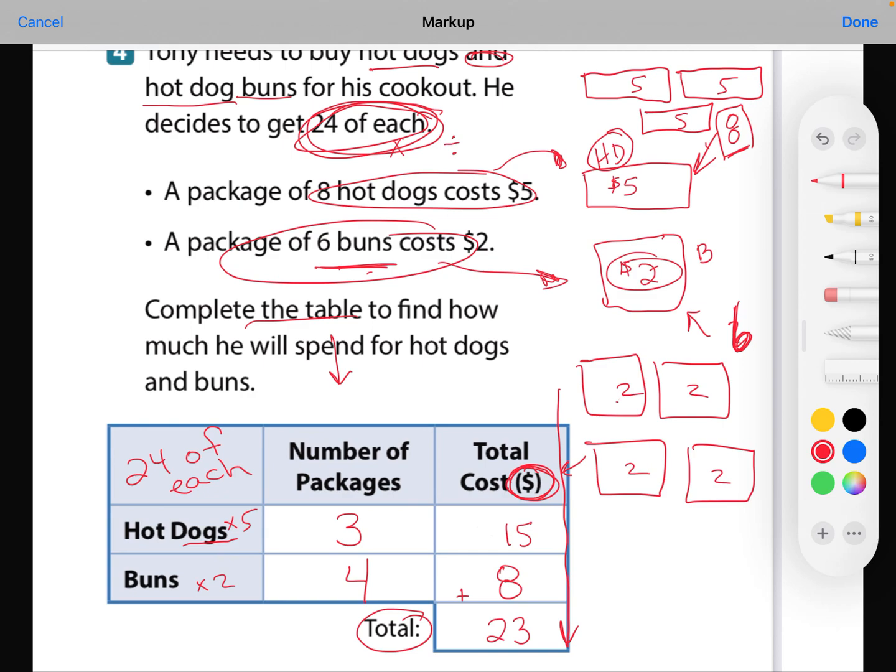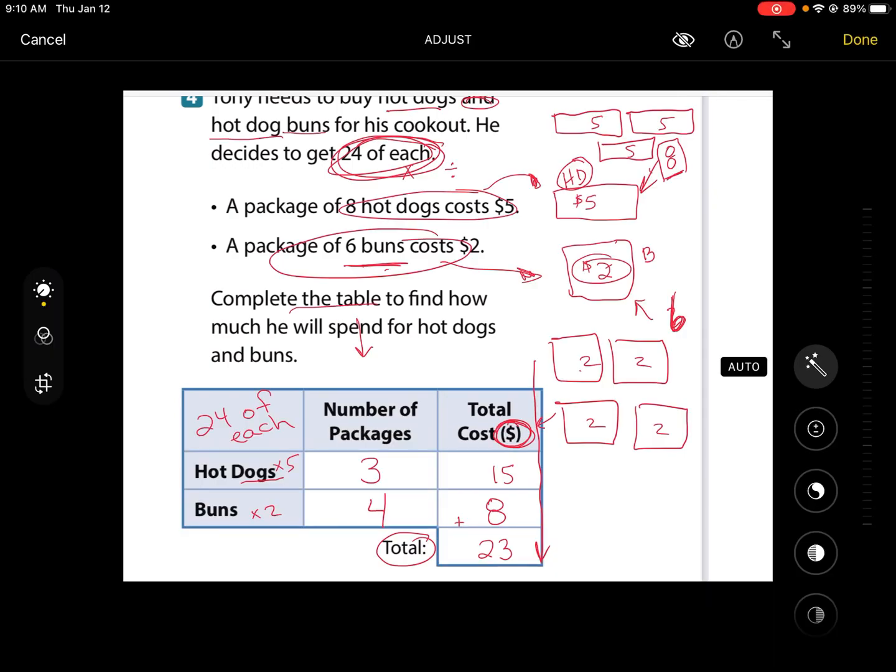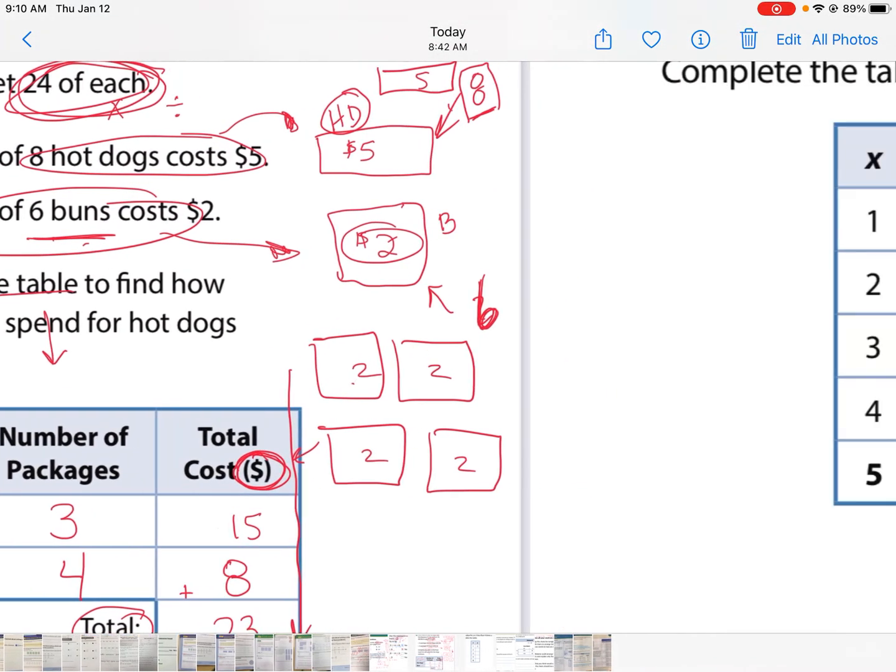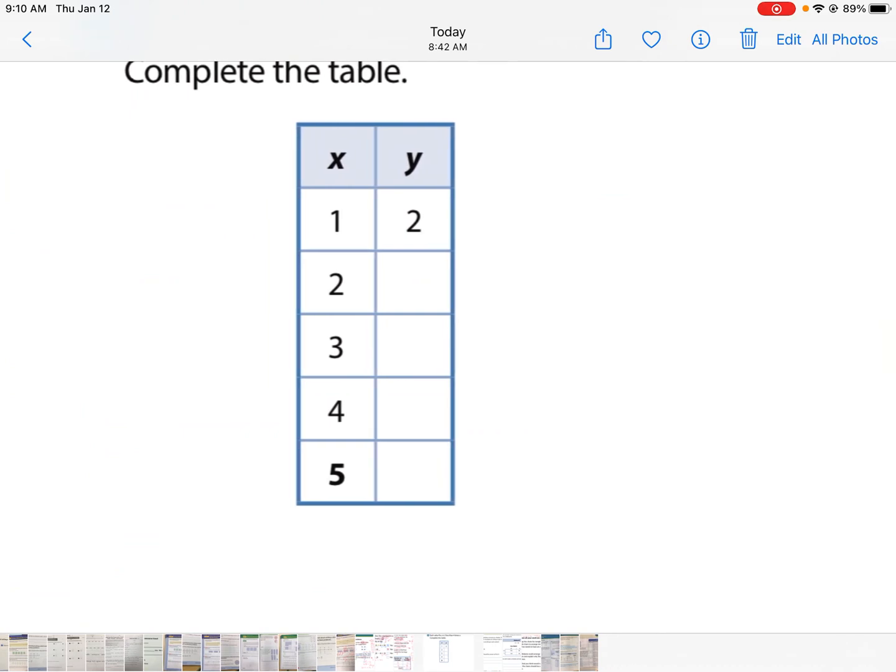I want to see some modeling, annotating, show your thinking. Work as hard as I'm working. We're going to head to number 5. Give it a shot. Pause.